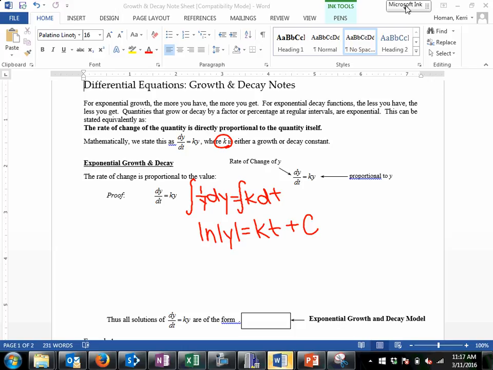So now, let's just stick with me here. When we rewrite, we have technically the absolute value of y equals e to the kt plus c. Now, e to a power is always going to be positive, so we can lose the absolute value, and what we have is a constant times e to the kt.